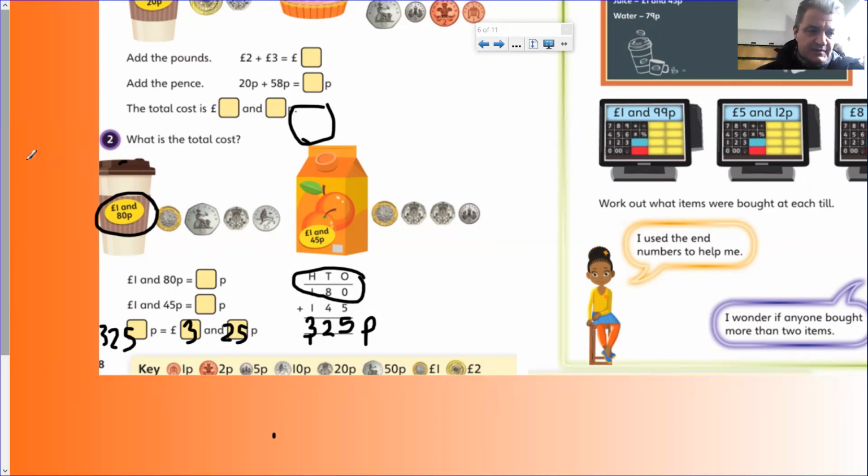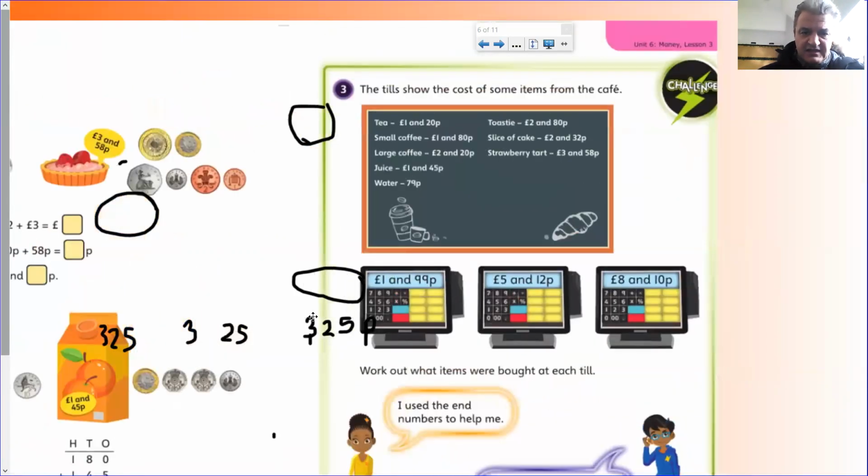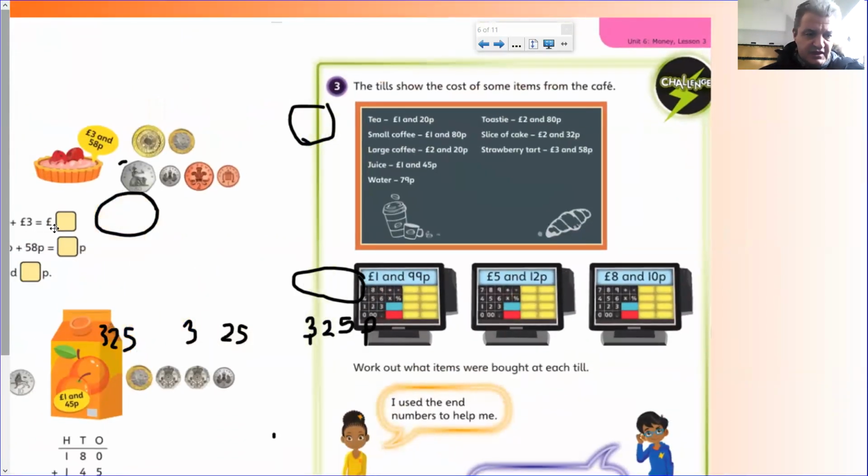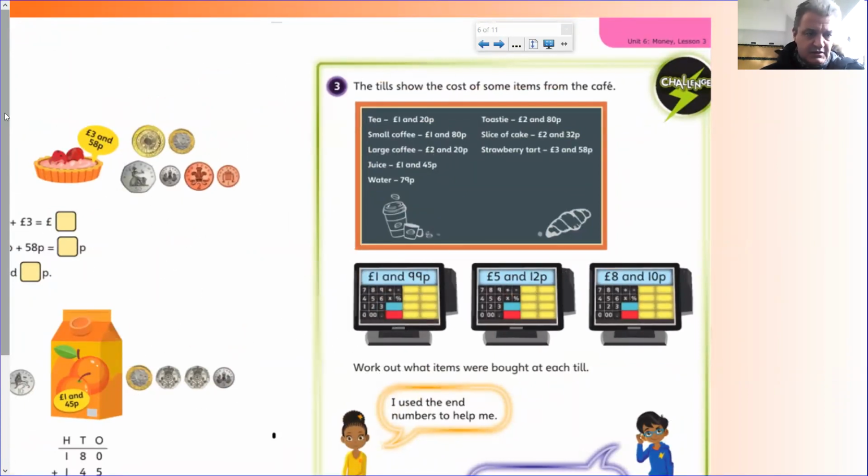Let's keep going. I might just do the first one of this. Okay, let's have a look. Can everyone see that? Hopefully. Let's rub these out. Okay, the wonders of modern technology. So the tills show the cost of some items from the cafe.